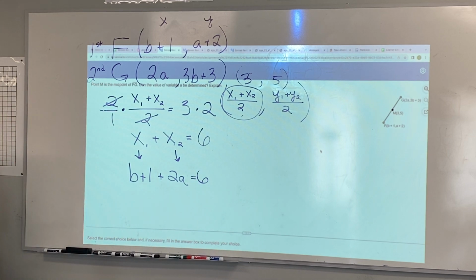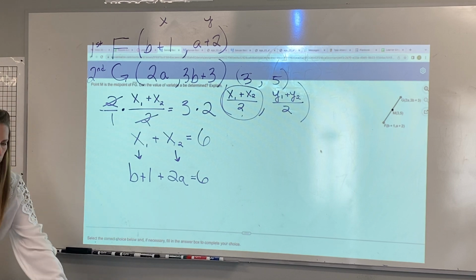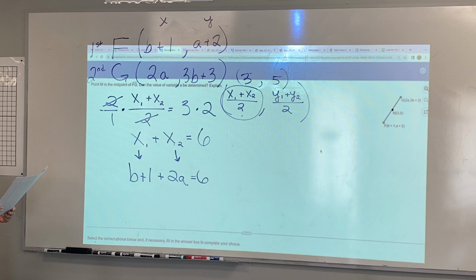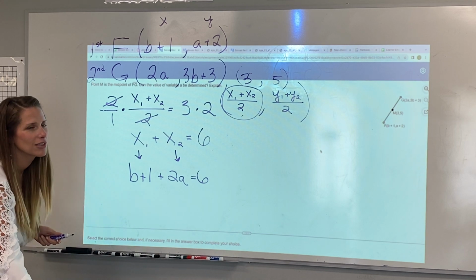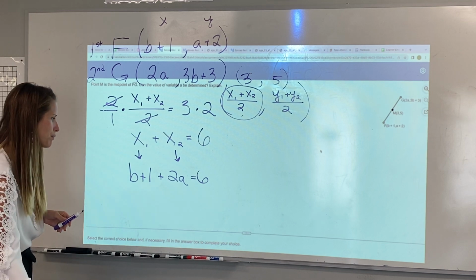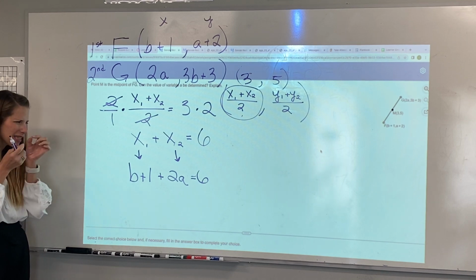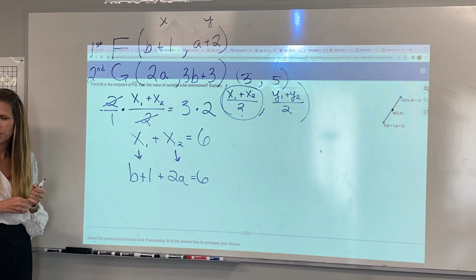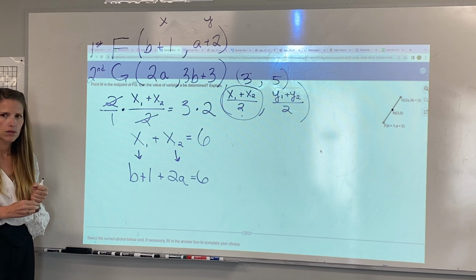Is there anything I can simplify here? b plus 1 plus 2a equals 6. What can I do? Look at my notes. Is there anything, even the tiniest little thing, that I can do to simplify this? Divide by 2? No. Do you have to do something with the 6?